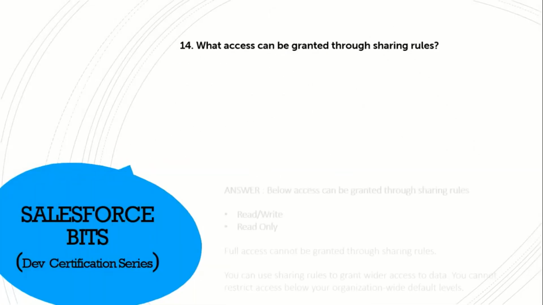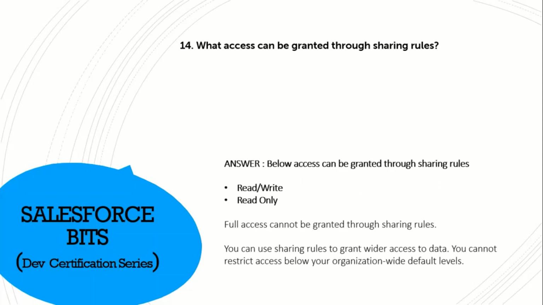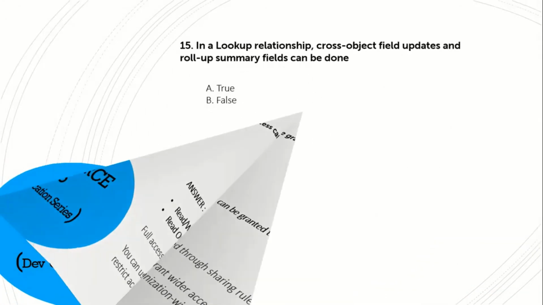What access can be granted through the sharing rules? You can grant read, write, or read only. Full access cannot be granted through the sharing rules because whatever you have defined at the organization by default, you can extend up to that level to give sharing access for your data.